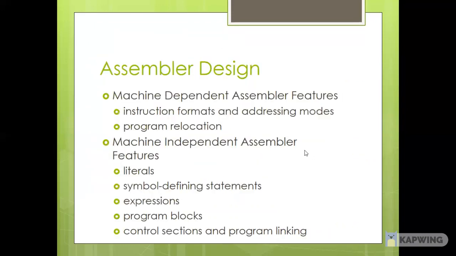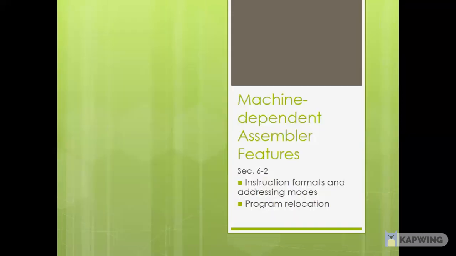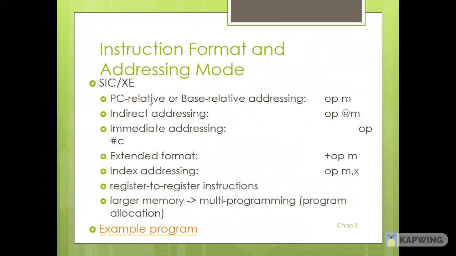Then assembler design: machine-dependent assembler features, which are instruction formats and addressing modes and program relocation; and machine-independent assembler features. In that we have literals, symbol-defining statements, expressions, program blocks, control sections and program linking. So this is a part of your assembler. Then the machine-dependent assembler features: instruction formats and program relocation. So which are the different types of addressing modes? Base relative addressing, indirect addressing, immediate addressing, extended format, index addressing, register-to-register instructions, and lastly multiprogramming allocation.